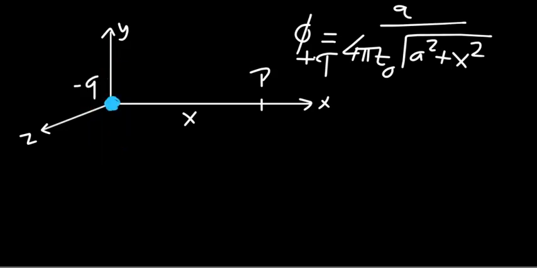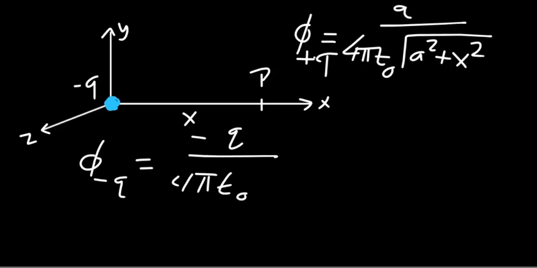Now let's look at this system, a point charge with a strength minus Q sitting at the origin. What is the potential it creates at point P? That is pretty simple. Its potential at point P is given by minus Q over 4 pi epsilon naught times that distance, which is x.